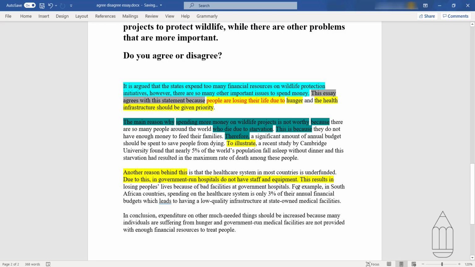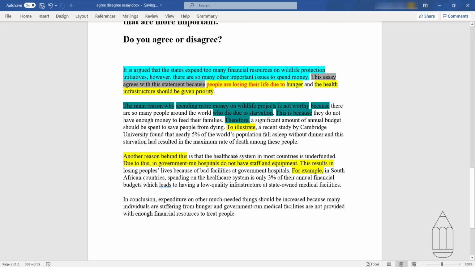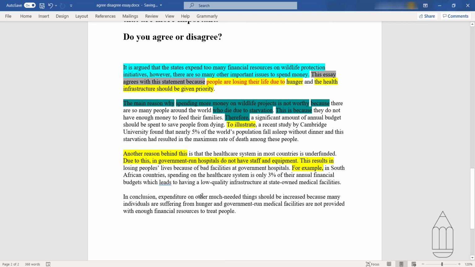So it's pretty clear and very simple. For example, in South African countries, spending on the healthcare system is only 3% of their annual financial budgets, which leads to low quality infrastructure in state-owned medical facilities. So this is how we approach things, and it's much easier to get 6.5 or 7. But if you want 7, then you have to improve your vocabulary. If you want to get just 6 or 6.5, then it's great.